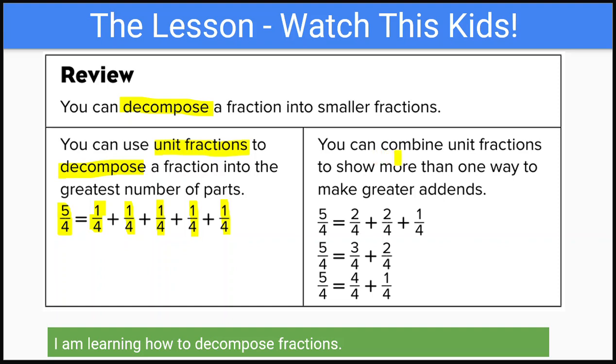Okay, and it says here you can combine unit fractions to show more than one way to make greater addends. So here's 5/4 again, and there's a lot of different ways that we could do this. For example, you could go 2/4 plus 2/4, that makes 4/4, plus one more fourth, that makes 5/4. Now there's other ways to do it. Here's 5/4 again. How about 3/4 plus 2/4? Well, that makes 5/4. 5/4 again. How about 4/4 plus 1/4? That makes 5/4. And there's other ways to do it too.